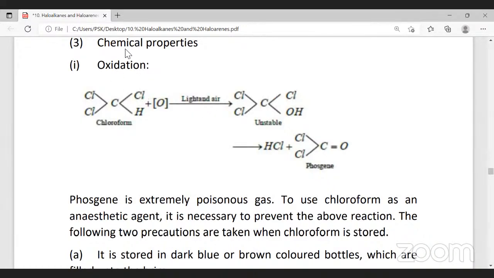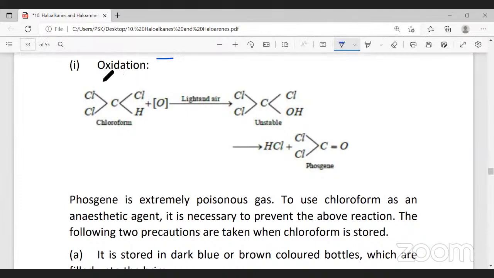Chemical properties. Under that, the first reaction is oxidation. Chloroform is CHCl3, and the structure is represented here. Chloroform undergoes oxidation in the presence of light and air. What happens is there's an intermediate compound, where oxygen bonds between this carbon and this oxygen, giving an unstable molecule.